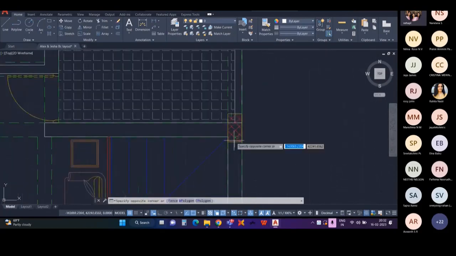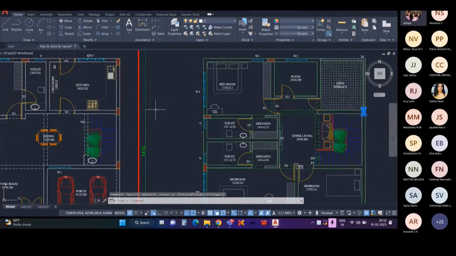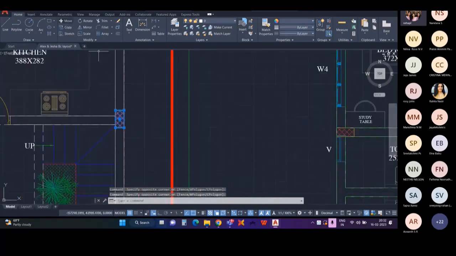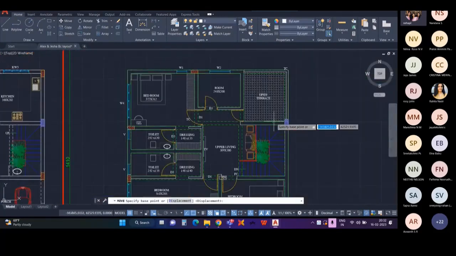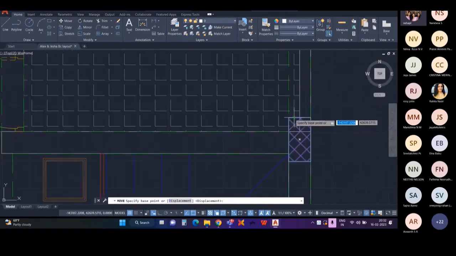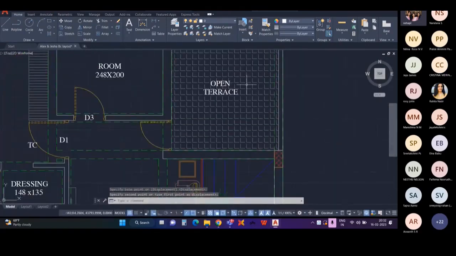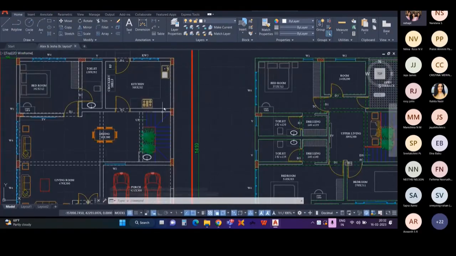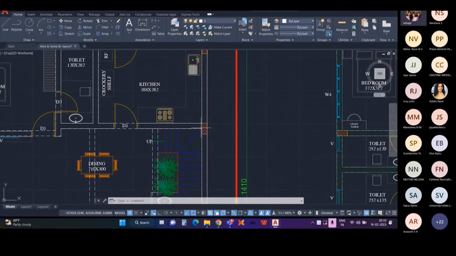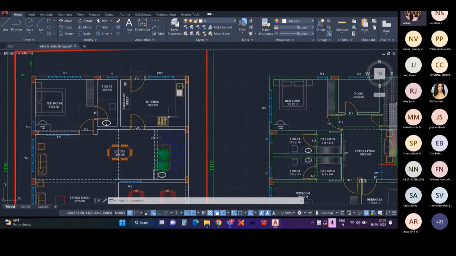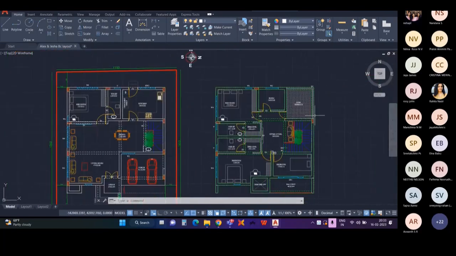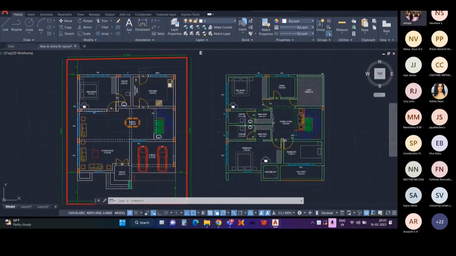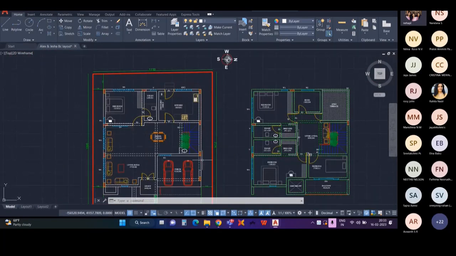So we need to shift that column so that it is not visible in the first floor. We will be moving it, shifting it a little bit down. And yeah, it's okay now. It's okay for the first floor. Now we can check whether it's okay for the ground floor. Yes, it's okay for the ground floor. The column is within the wall so that it is not visible in either the first floor or the ground floor. Okay. So we have completed this side too.